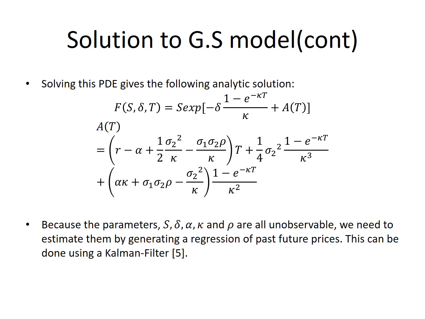Now, because our parameters, our spot price, delta or convenience yield, alpha, kappa, and rho are all unobservable, we need to estimate them. The way we estimate them is by generating a regression of past futures prices, which is done using a Kalman filter. I'm not going to go into detail about this because I haven't got enough time to explain how it works.